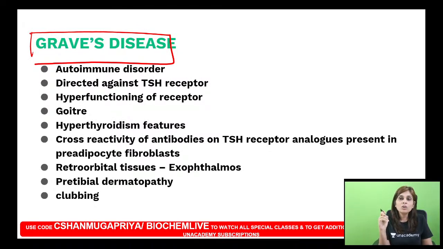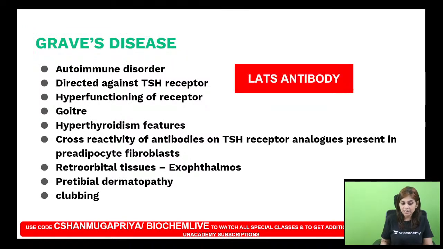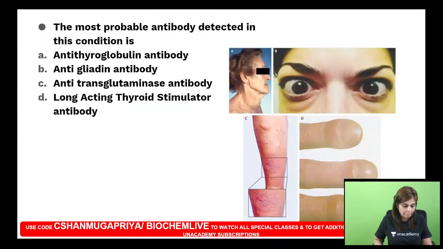Now, what are the autoantibodies that you find in Graves' disease? Those autoantibodies are called long-acting thyroid stimulator antibodies. Yeah, what do you call them? Long-acting thyroid stimulator antibodies, shortly called LATs. Okay, so what is the answer? Yeah, what is the answer, all of you? The answer is long-acting thyroid stimulator. Thank you, Guru. It is choice D.